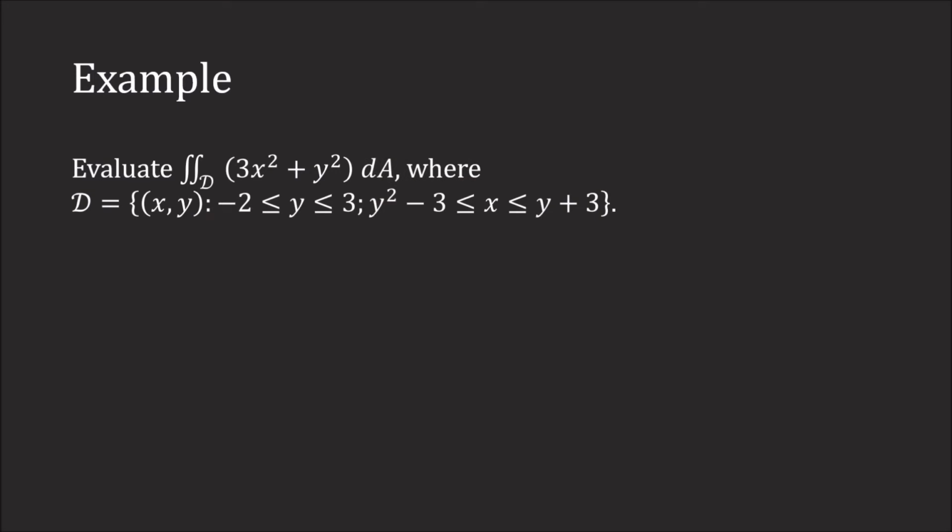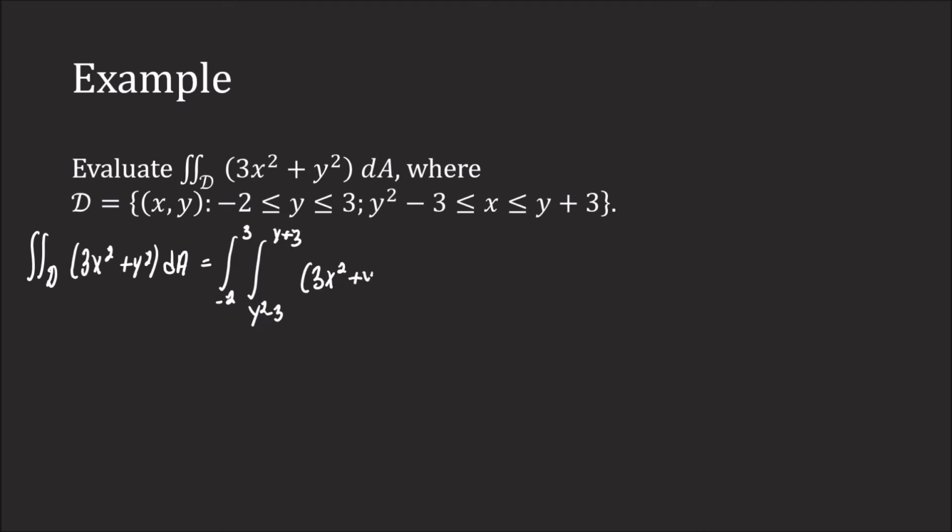If we now look at this double integral, we integrate 3x squared plus y squared over this region here. So this is now horizontally simple. So the double integral over D of 3x squared plus y squared will be the integral from negative 2 to 3, integral from y squared minus 3 to y plus 3 of 3x squared plus y squared dx dy.